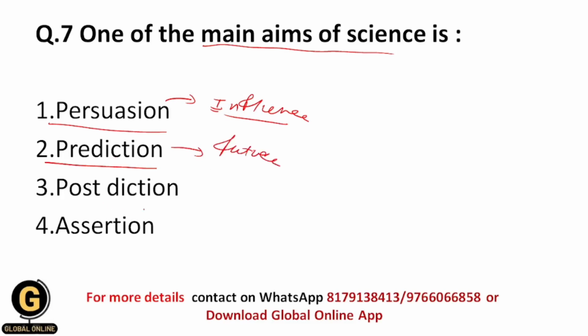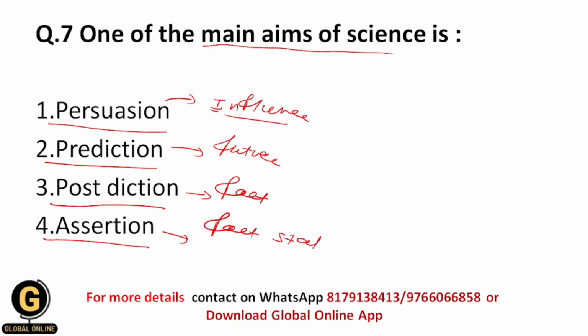Then third is post-diction. Post-diction is exactly opposite to prediction. In post-diction we explain a fact that has occurred. After the fact has occurred, we explain it. So this is post-diction. Assertion. Assertion is a forceful or confident statement about any fact.